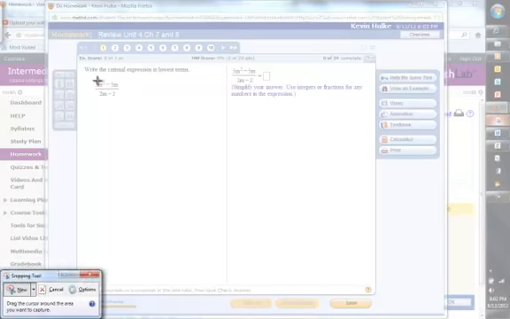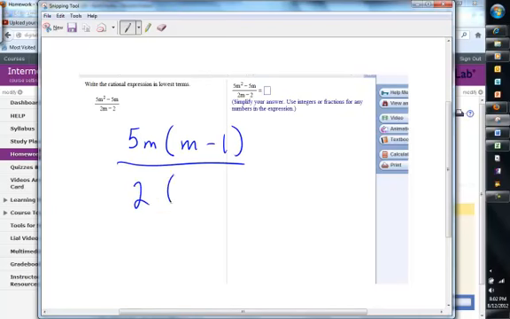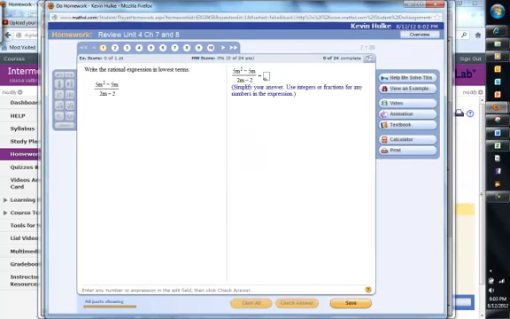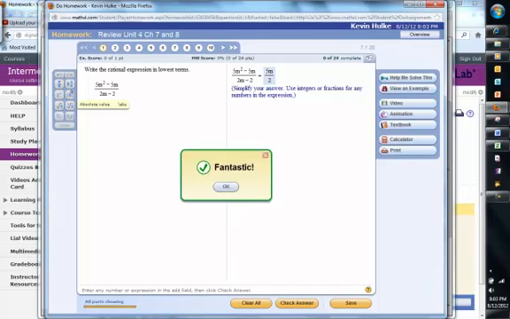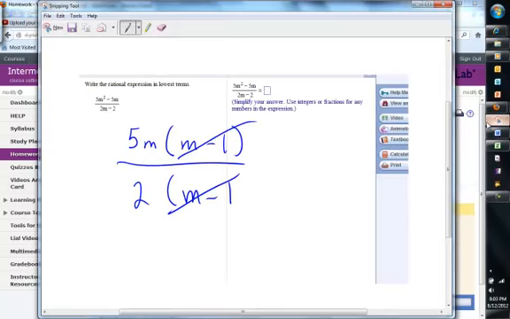So we're going to simplify this. The numerator, we can take a 5m out of both parts and we're left with m minus 1. The denominator, we can take a 2 out and we're left with m minus 1. The m minus 1's cancel, so we have 5m over 2 as the simplified form. Fraction 5m over 2. Number 2, another simplification.